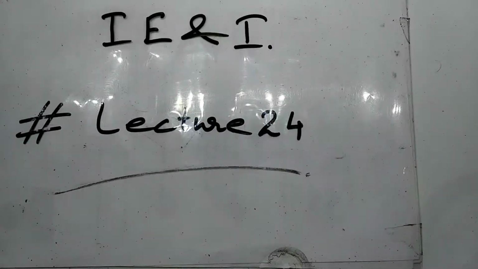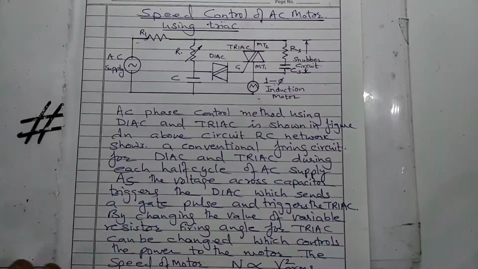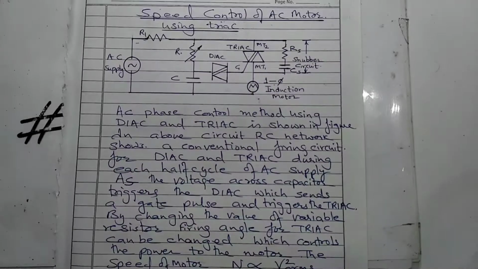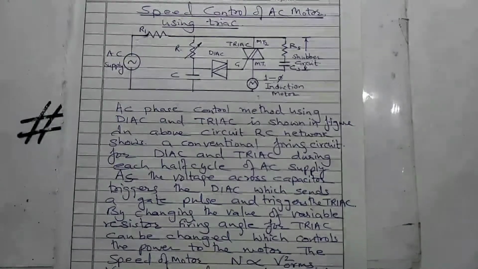That is, AC motor speed control using phase control method, that is, by using diac and triac combination. Here is the circuit using AC phase control. We can control the motor speed.